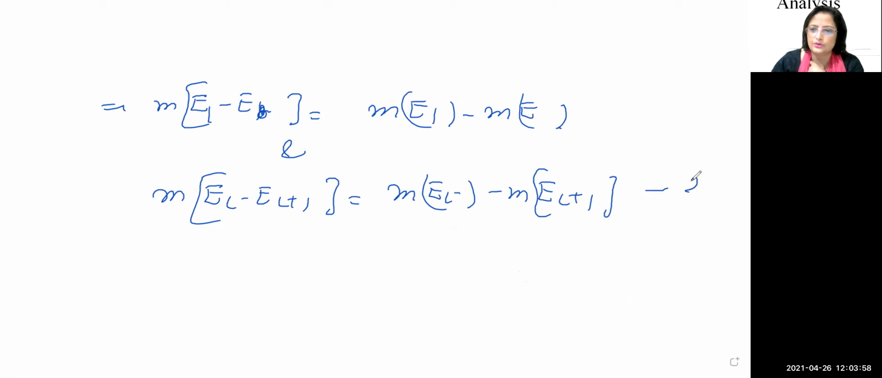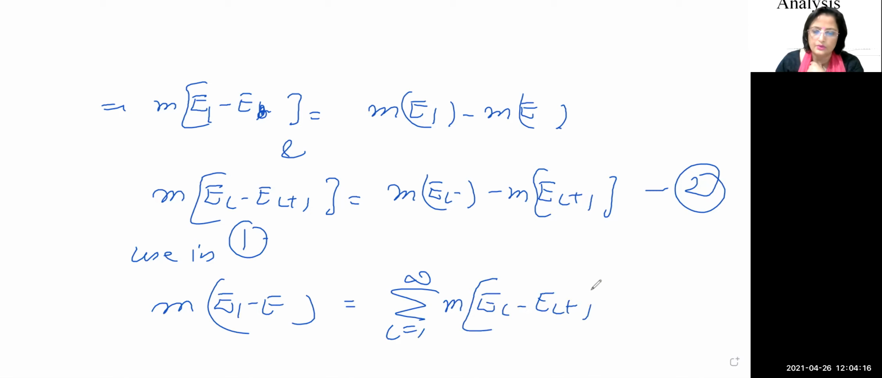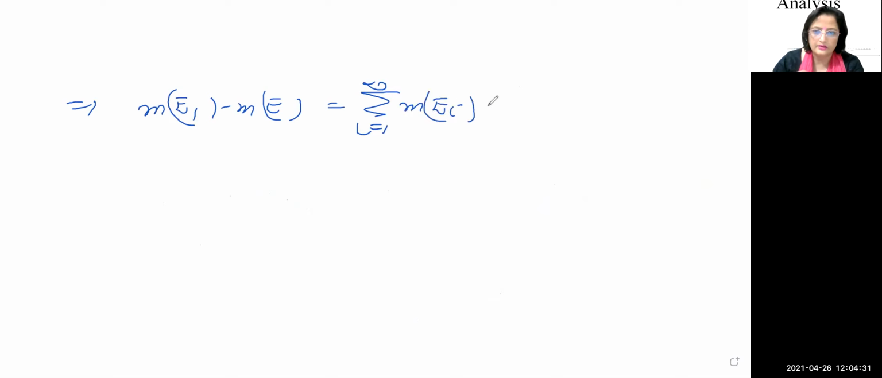So we will use this whole relation. Where to use it? Where we had left off, the condition where we used number 1, measure of Ei minus Ei plus 1. Here we use this. So it implies this becomes measure of E1 minus measure of E, which is equal to summation i running from 1 to infinity, measure of Ei minus measure of Ei plus 1.